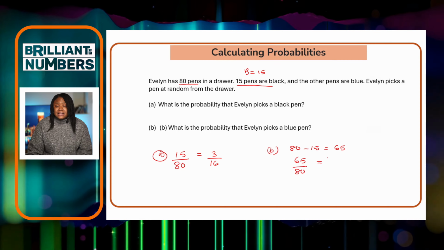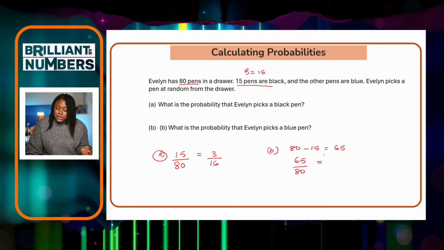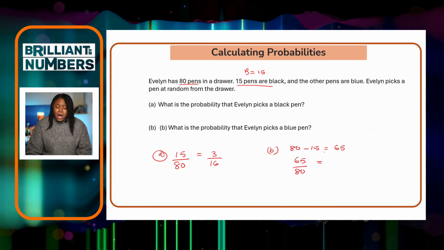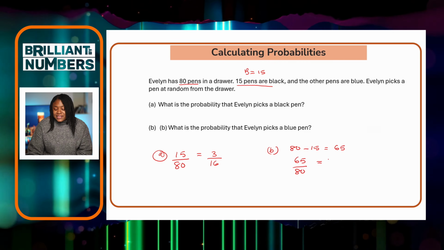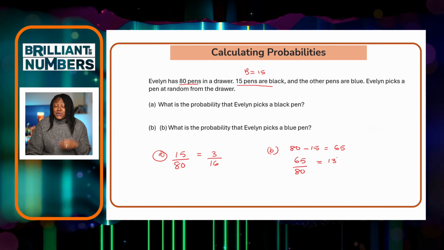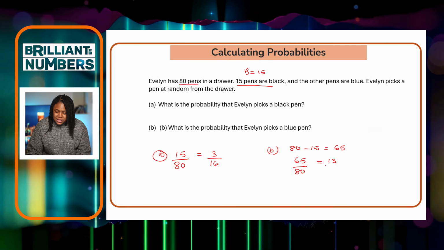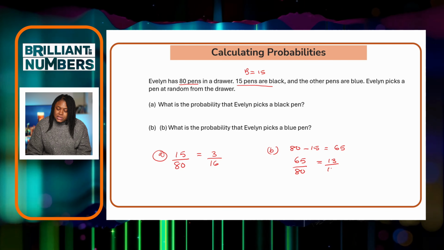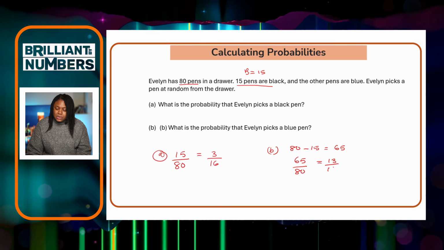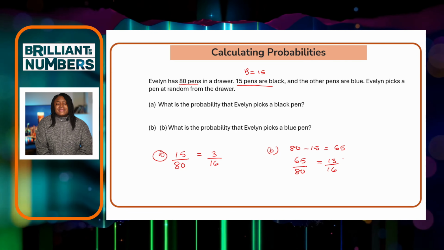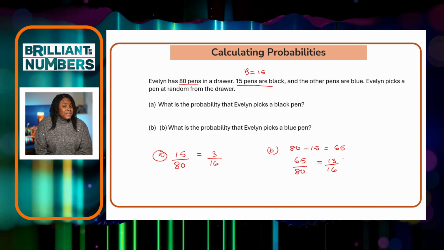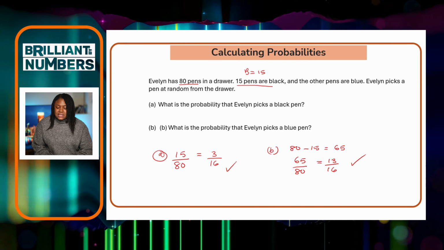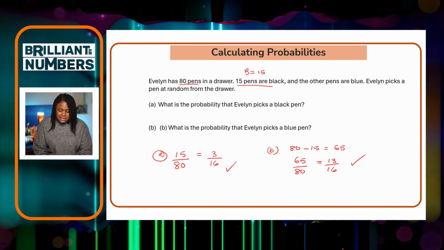And again, I can simplify. So what number goes into 65 and into 80? That's 5. How many 5s are in 65? And that's 13. Yes, it's very good to know your timetables even beyond the 12 times. And then we also have 5 into 80, which was 16. Now we've got 13 16ths, which cannot be further simplified, so we leave our answer. So one was 3 16ths, the other was 13 16ths.